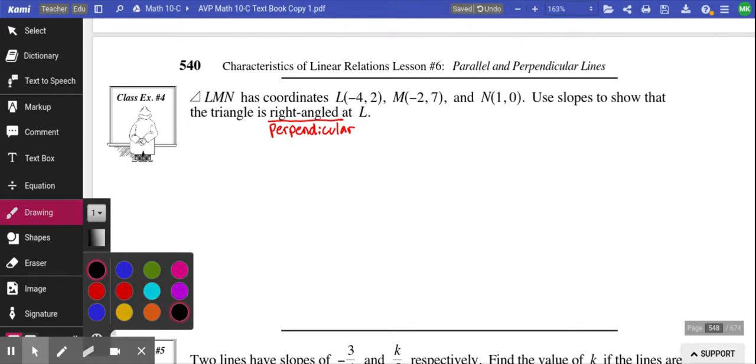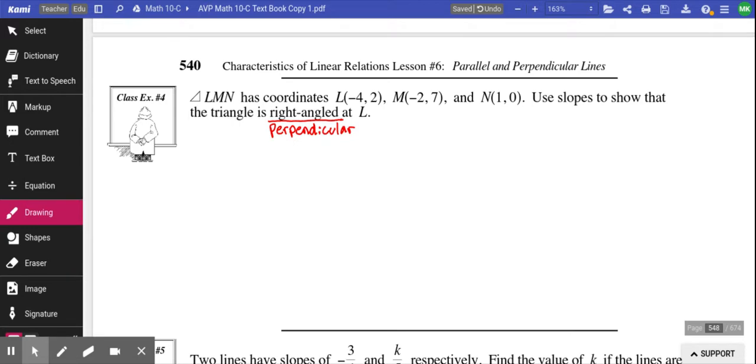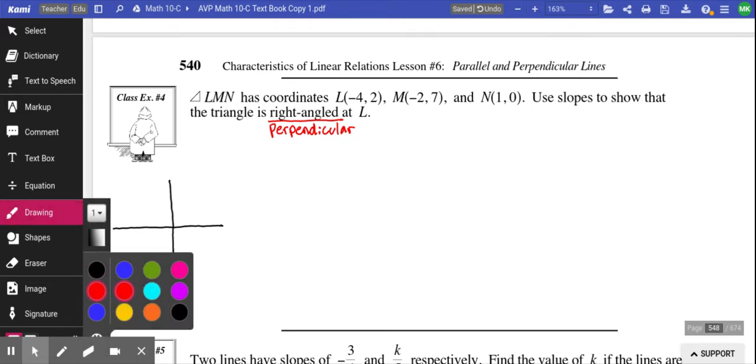I'm going to sketch this quick. So they gave me coordinates. If I was to just do a quick sketch, point L was at negative 4, 2. So let's go 4 left, 2 up. Let's say it's right here, L. Point M was at negative 2, 7. So that'd be 2 to the left and then 7 up. Let's say it's up here.